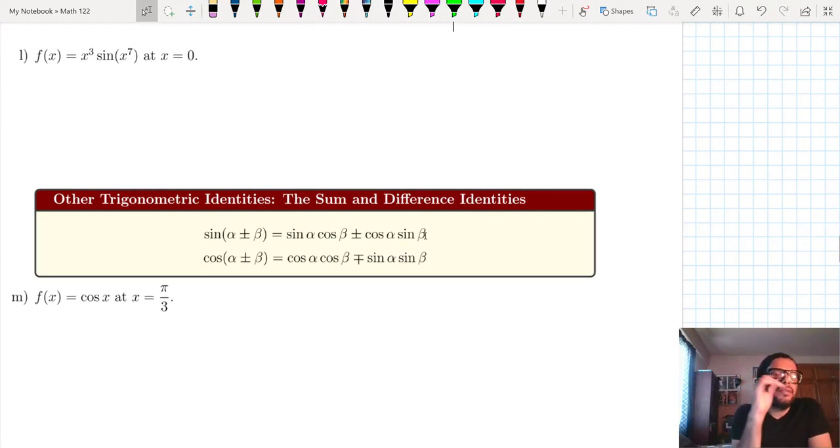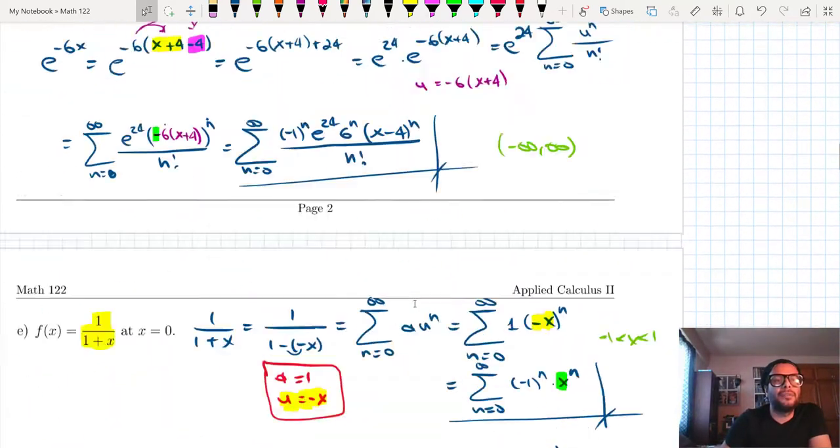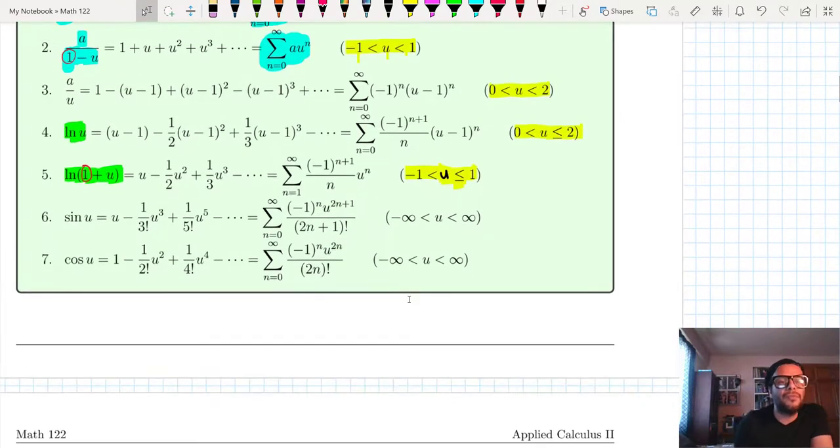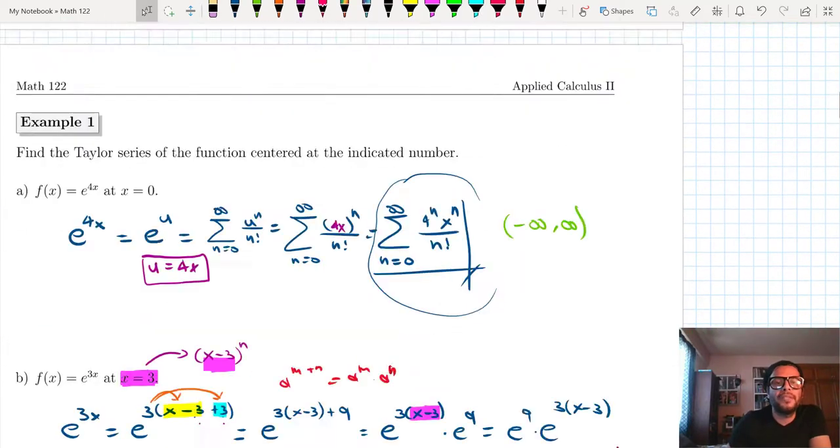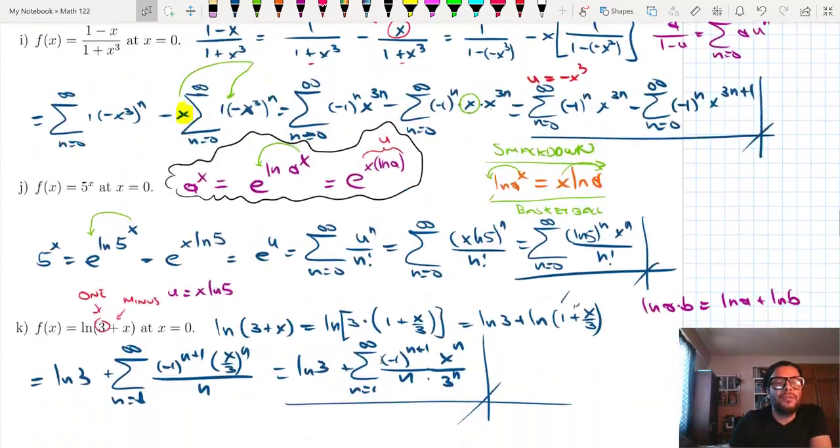Okay, what about f of x equals x cubed times sine of x to the 7 at x equals 0? Interesting. Okay, now we're going to look at a different type of series, in this case, the sine function. Okay, let's go up to the table. So the table for sine of u will be sigma negative 1 to the n times u to the 2n plus 1 divided by 2n plus 1 factorial.